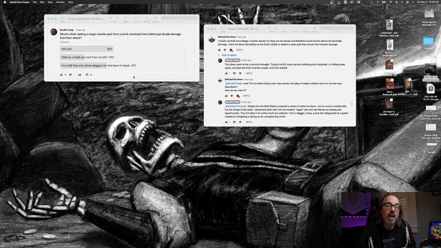So I thought that was very interesting. But then I also had this exchange with Michael, which I thought was interesting as well. And he says, I would rule that since magic missile always hits, they are not aimed and therefore would not be able to do backstab damage. I view a backstab as the thief's ability to exploit a weak spot and cause massive damage. That's really interesting, right?